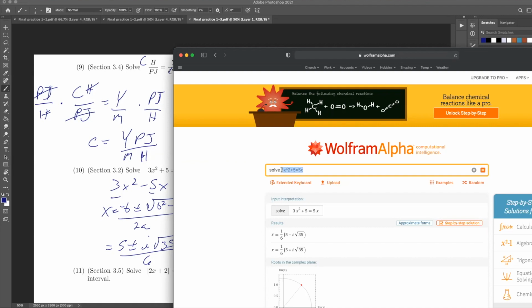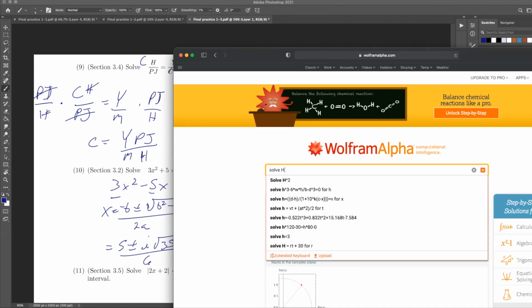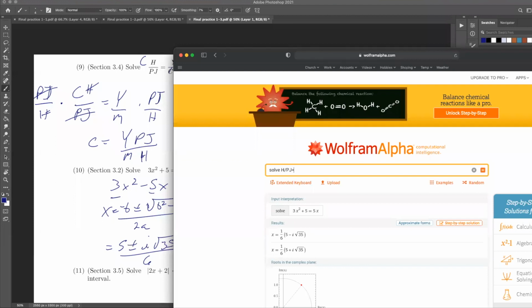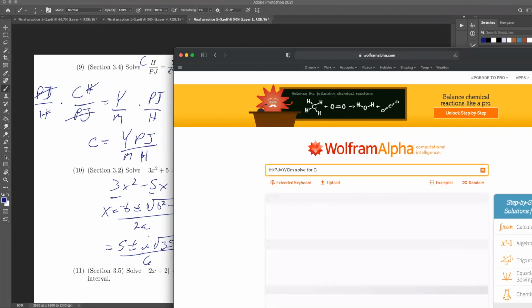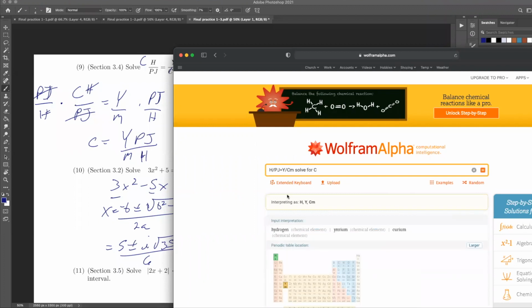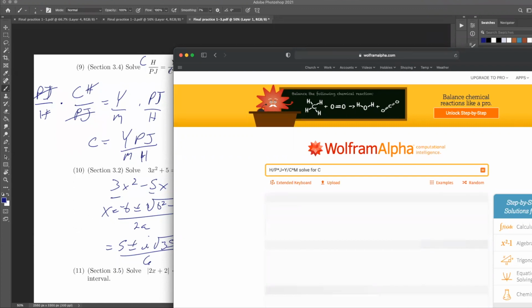And so let's say we had H divided by PJ equals Y divided by C over M. And we're going to say, actually, in this case, you can say solve for C. I wonder if it's this smart. Nope, it's not that smart. We're going to have to put in little multiplication signs. See if it's smart now.